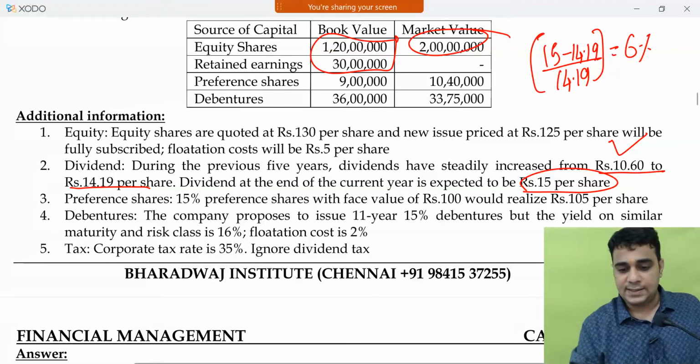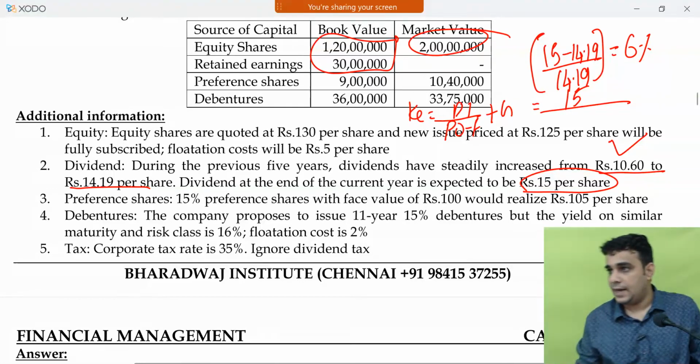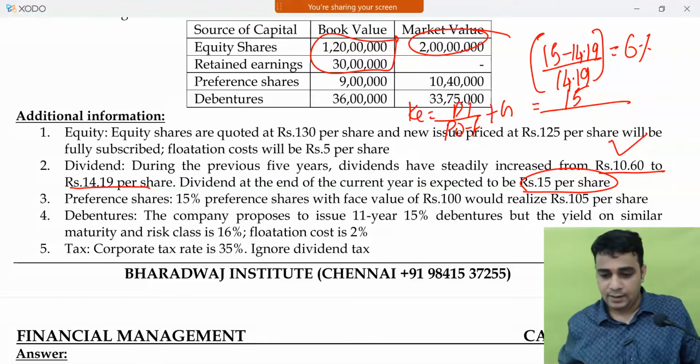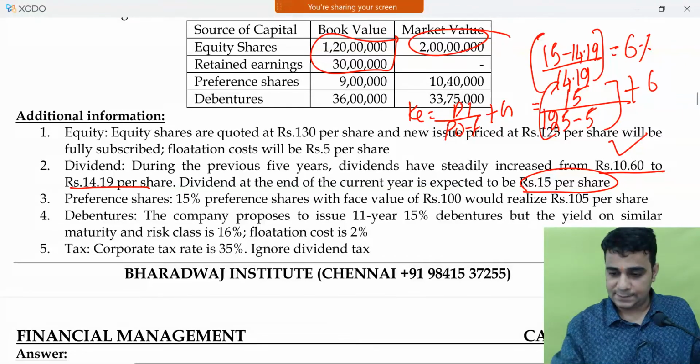So K is equal to D1 by P0 minus F plus growth rate. D1 is 15 rupees. The assumption is this is the next year's dividend. Issue price is 125. Flotation cost is 5 rupees. Growth rate is 6%.